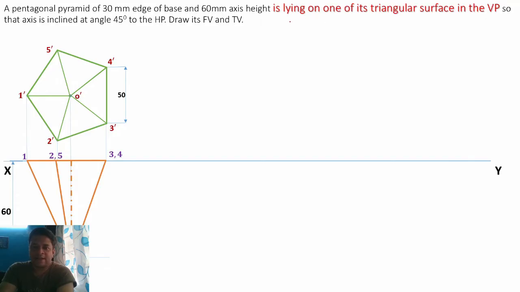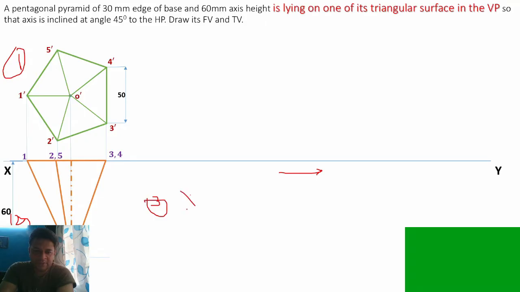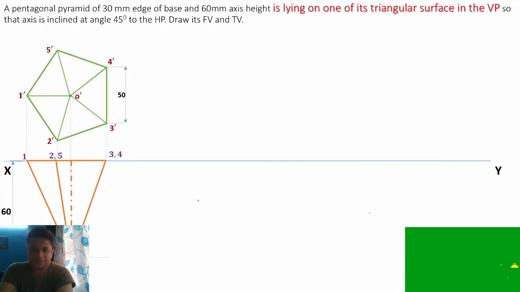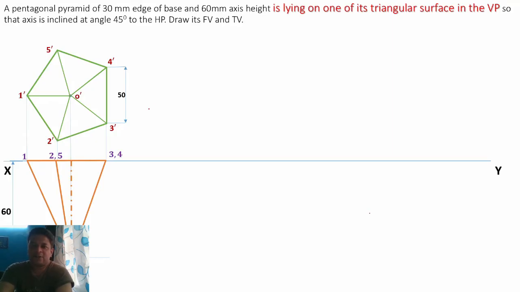Now they have mentioned that it is lying on one of its triangular surfaces in the VP. So we should draw this object in this way: first we have drawn this, second we have drawn this, so third should be drawn here. We should not skip this and directly go here. So that's why you should draw the next object here. Drawing means you have to just copy the previous object, means we will copy this object with the given rotation.